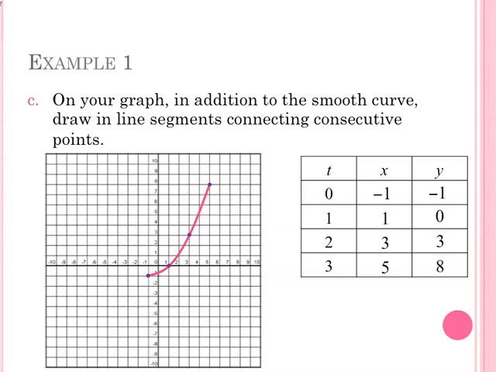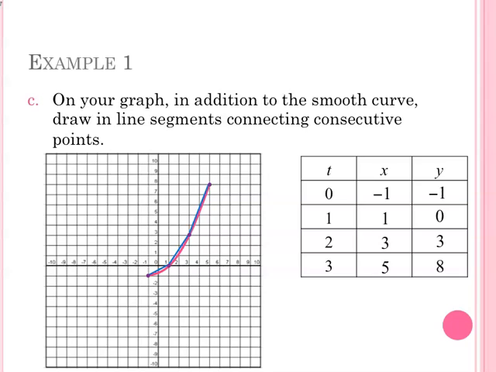All right, so let's continue. Part C, on your graph, in addition to the smooth curve, draw in line segments connecting consecutive points. So from t equals 0 to t equals 1, we'll draw in a straight line, a line segment. And from t equals 1 to t equals 2, another one there. And from t equals 2 to t equals 3, another line segment. Now it should look pretty close to the curve, but not exactly, because these are straight lines and not exactly the same as the curved line.